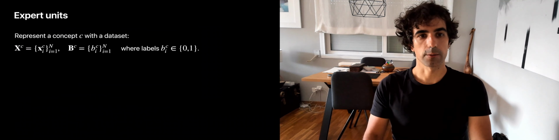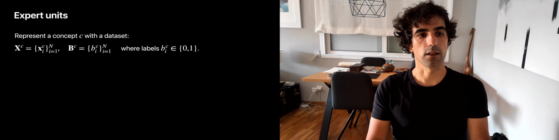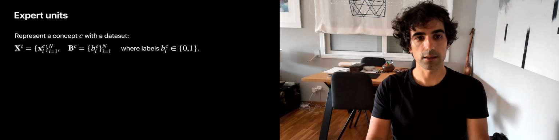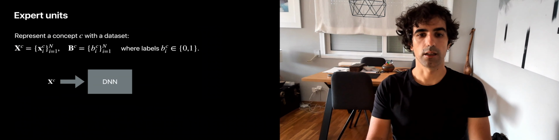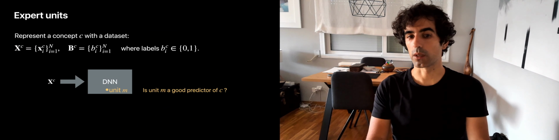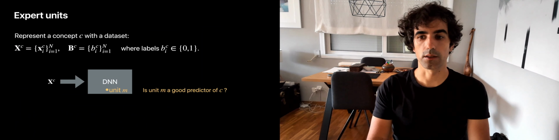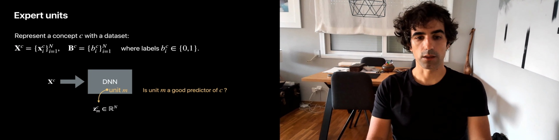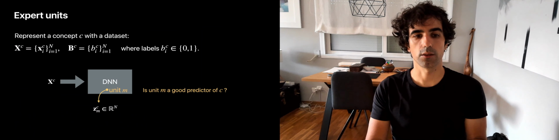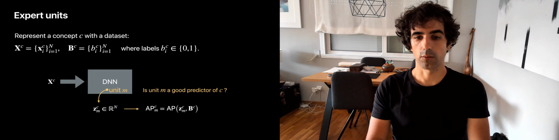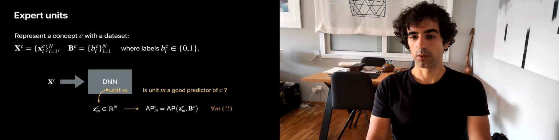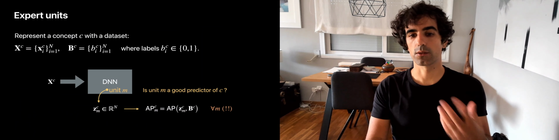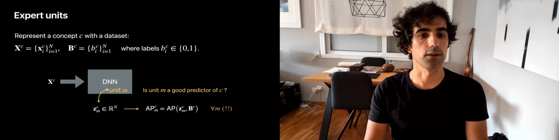Expert units are experts with respect to a concept. So we define a concept with a binary data set of sentences that either contain or not the concept. We feed this data set through a transformer model, and then for each unit in the model, we ask the following question: is unit M a good predictor of concept C? To answer this question, we collect the responses of this unit to the concept data set, and then we measure average precision using these responses as prediction scores. We do that for all units in the model, which allows us to sort units by expertise for that concept.